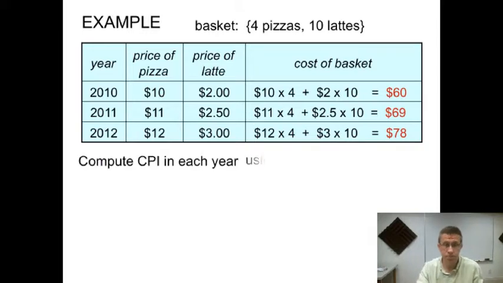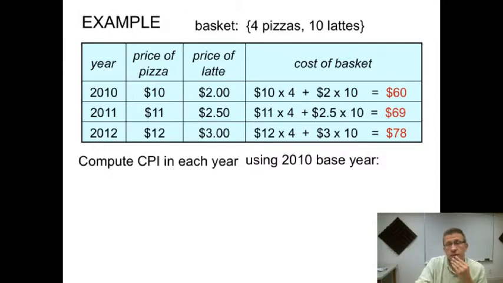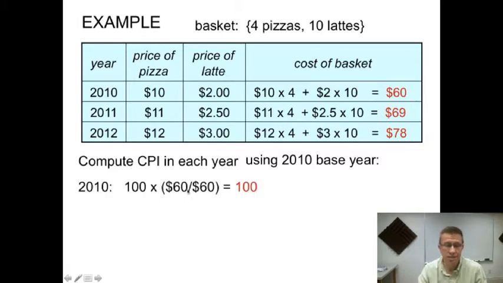The second is to figure out what is the CPI level for each of these 3 years, using 2010 as the base year. So we need to remember what the equation was to calculate the CPI. It's the cost of the basket in the current year divided by the cost of the basket in the base year times 100. Well, in the base year, that is the current year, so you end up with 60 divided by 60 for 1 multiplied by 100, and that's why we said the base year CPI level is always 100. So the base year CPI level is 100.